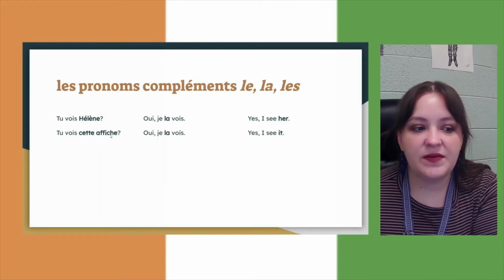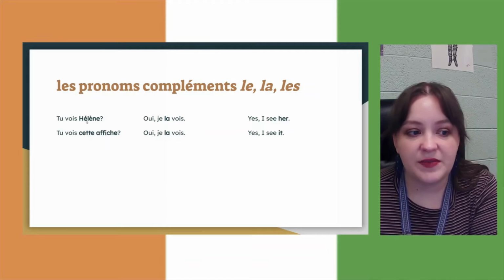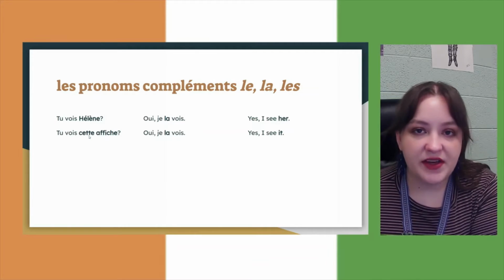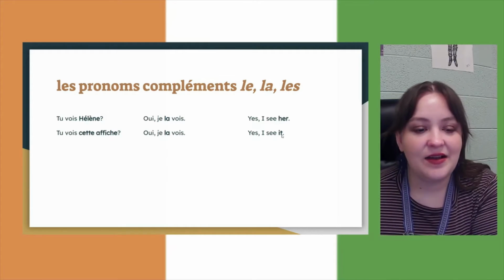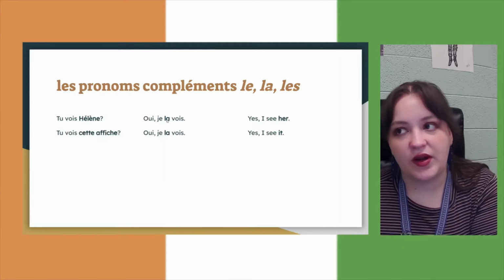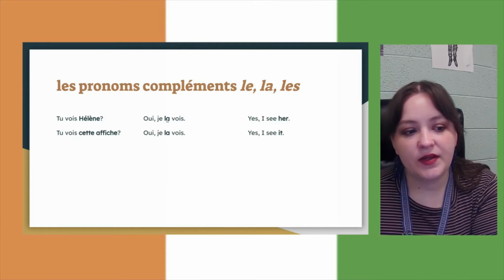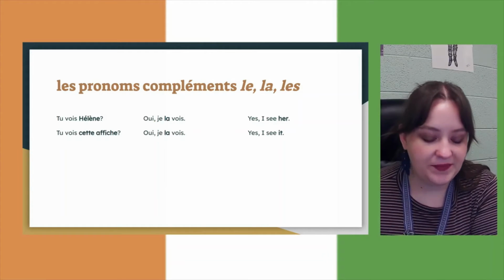Okay, so here's what I'm saying. It doesn't have to refer to a person. It can also refer to an inanimate object and just mean it. Tu vois cette affiche? Do you see this poster? Oui, je la vois. Yes, I see it. So you also won't know if these mean it or her, or it or him, without context. You need the context of what we're talking about.